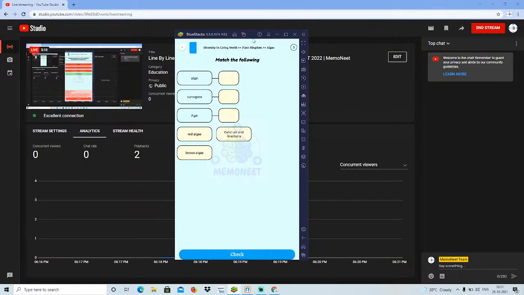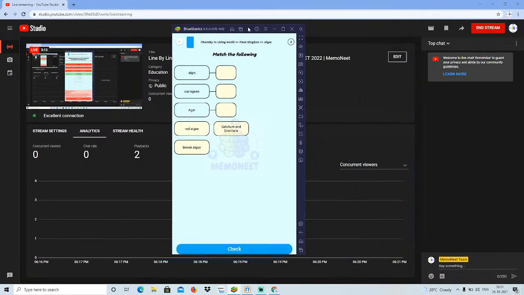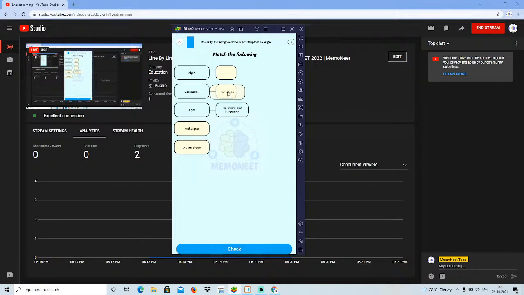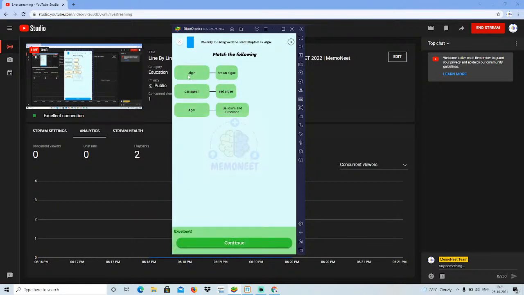Now, again, I think I will forget this. So listen, guys, I'm not teaching you. I'm just reading with you, learning with you. So bear with me if I make mistakes, because that's how I can give you the best feedback on MemoNeet. So algin, carrageen, agar. Agar is from Gelidium and Gracilaria, so that is proven. I guess carrageen is red algae and algin will be brown algae. That's true. I remember it like that. Agar I know, and carrageen is obviously red algae.